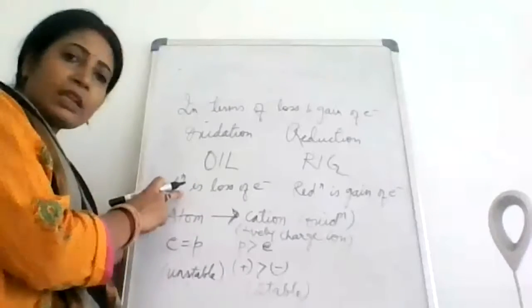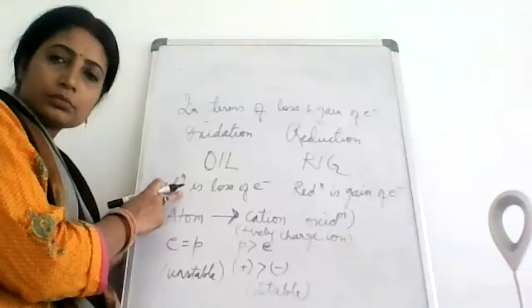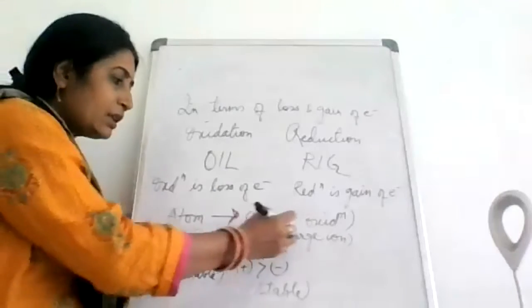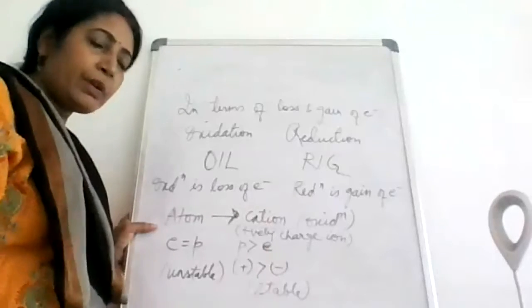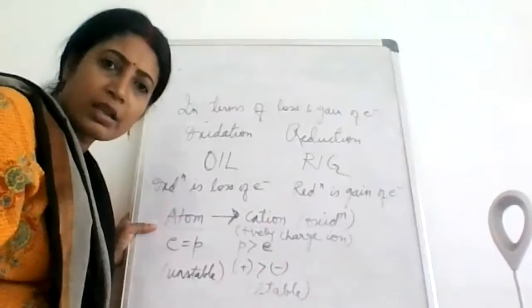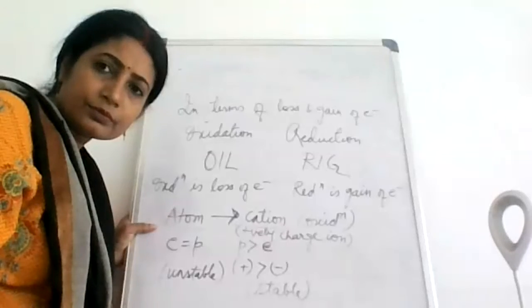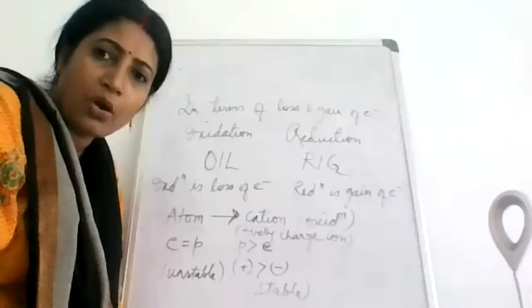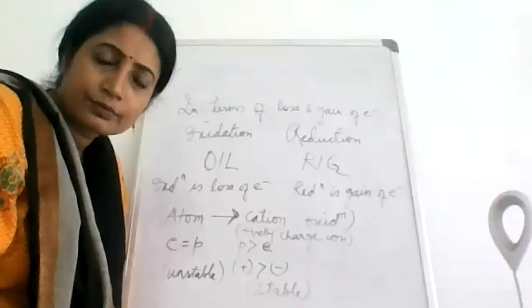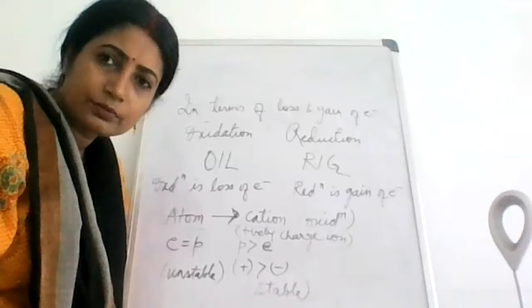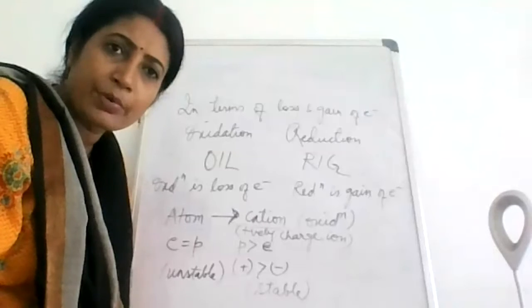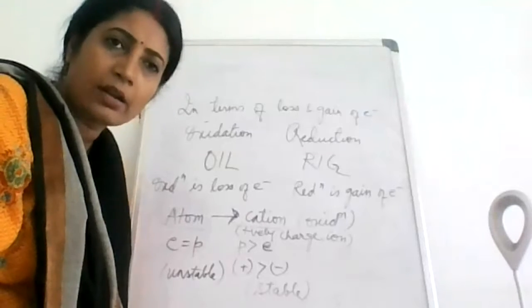और ऑक्सीडेशन है क्या? Loss of electron. तो जब भी एटम कटायन फॉर्म करता है, कौन सा प्रोसेस हो रहा है? Oxidation. Is this point clear to one and all? Yes, ma'am. If it is clear, raise your hand. Then I'll give you an example.